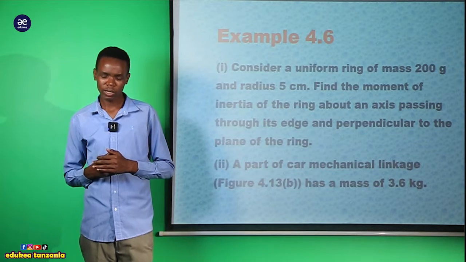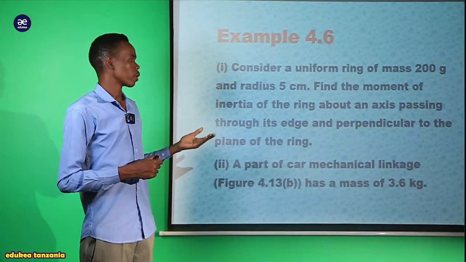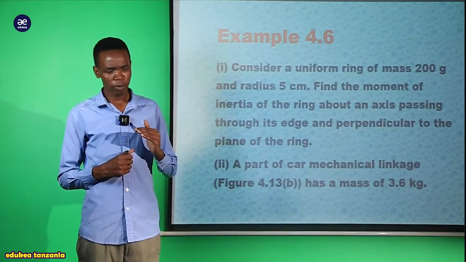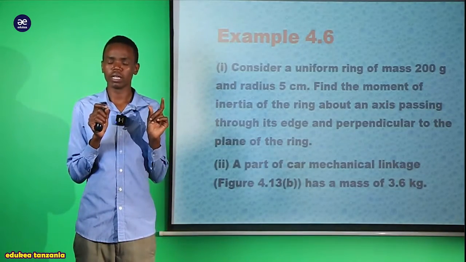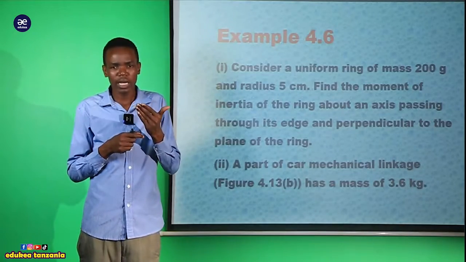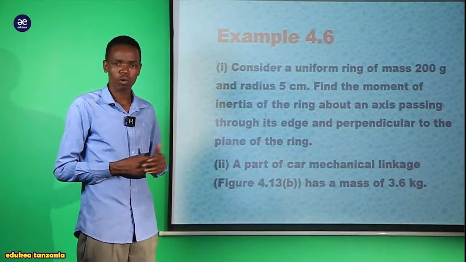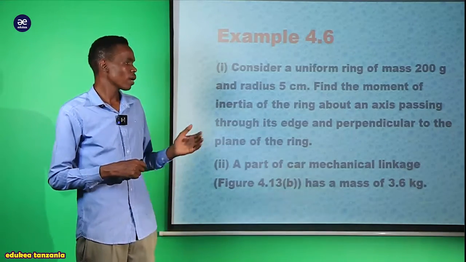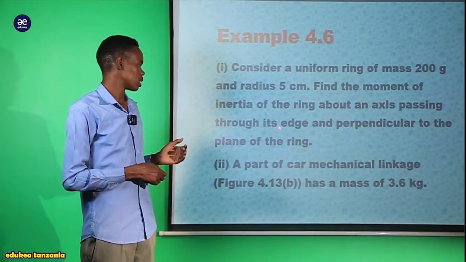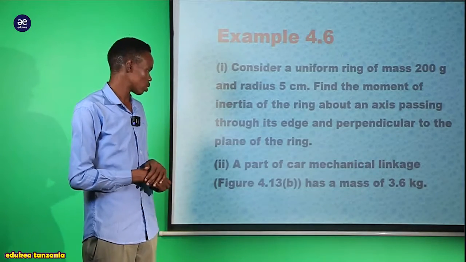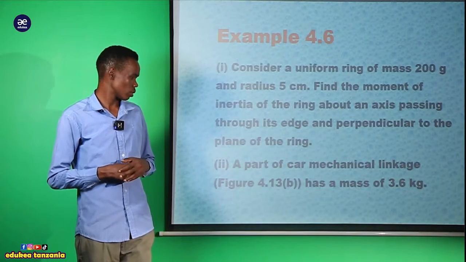So let us, my dear student, repeat our question so that we can gain more knowledge on how we could answer it. Our question said that imagine we have a uniform ring, with a mass equal to 200 gram and a radius of 5 centimeter. How can we get the moment of inertia of the ring about an axis passing through its edge and perpendicular to the plane of the ring? That is what we could answer in our question.